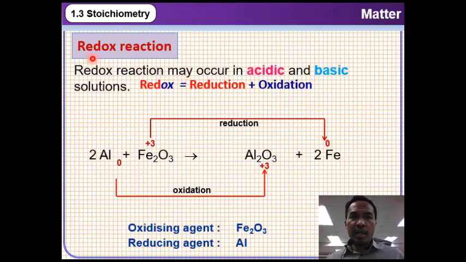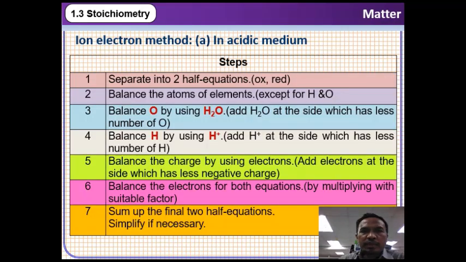Normally, redox reactions might occur in acidic or basic medium. This is the method on how to balance the redox reaction in acidic medium. The first step is to separate the equation into two half equations, which are oxidation and reduction. Second, balance the atoms of the elements except for hydrogen and oxygen. Third, balance oxygen atoms by using H2O. It means add H2O at the side which has fewer oxygen atoms.